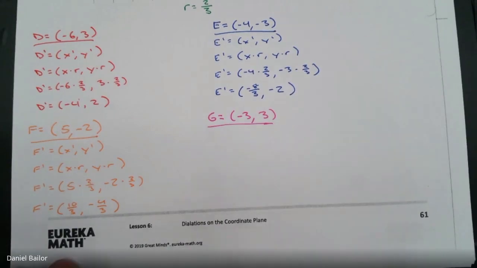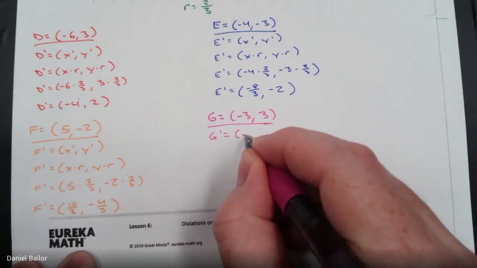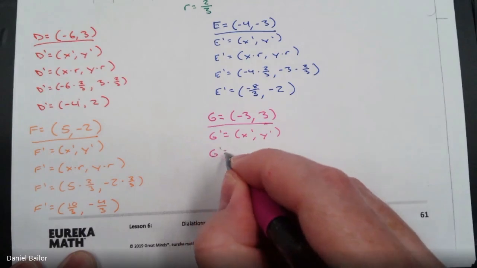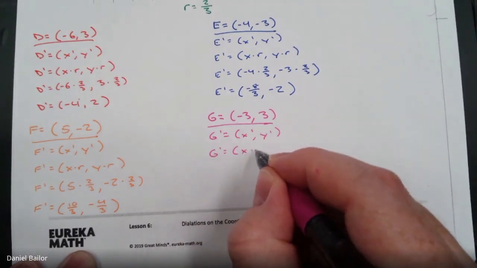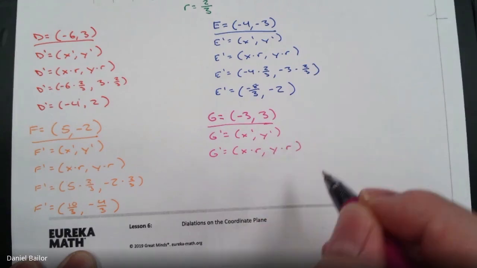So those are the coordinates of F prime. One more coordinate to do. We need to do G, and we need to find G prime, which is X prime and Y prime. And how do we find X prime? Well, we do the original times the scale factor. How do we find Y prime? We do the original times the scale factor.